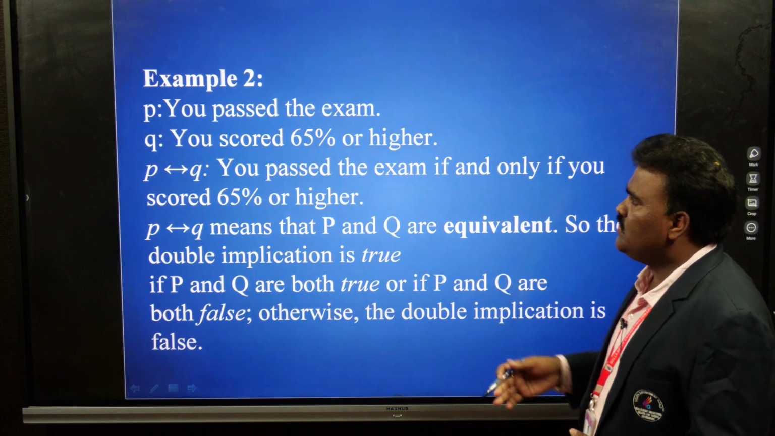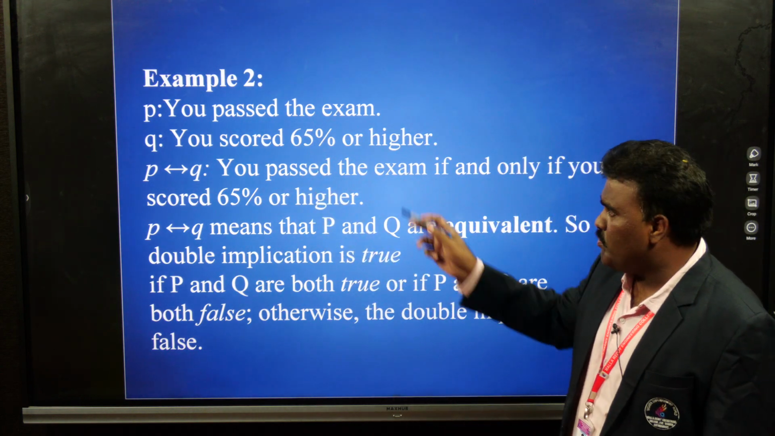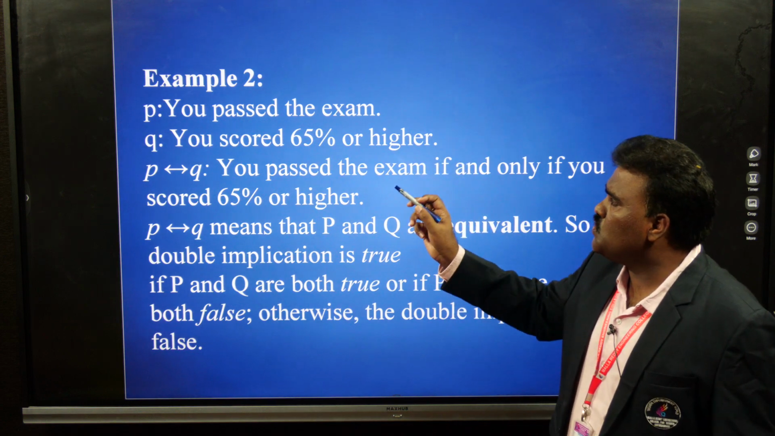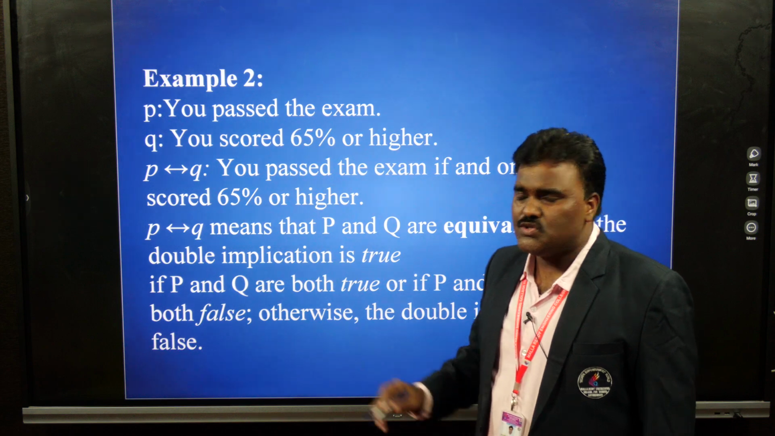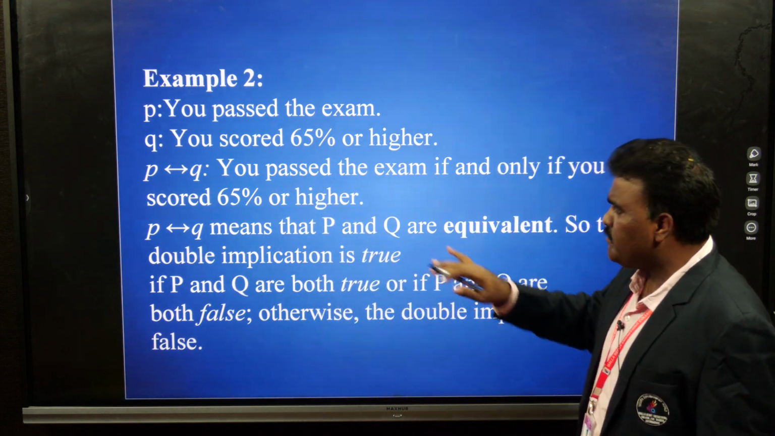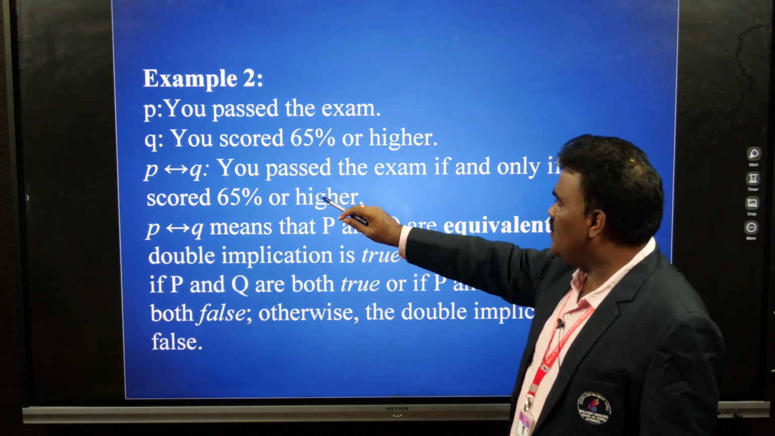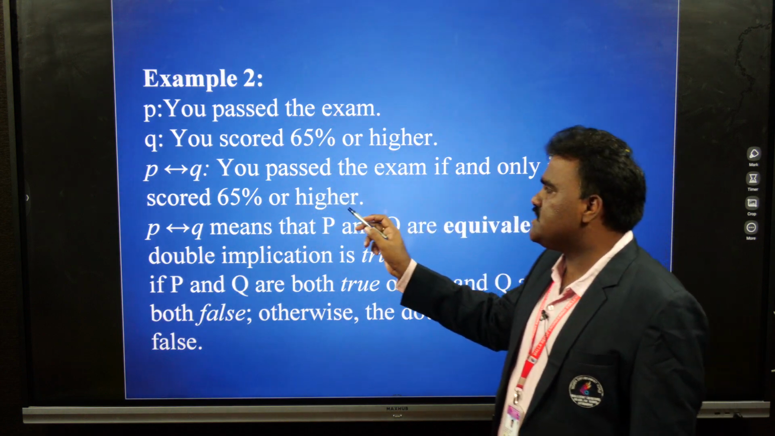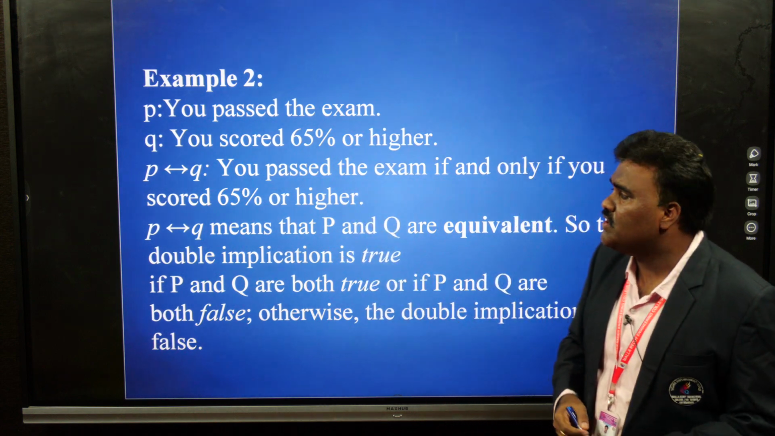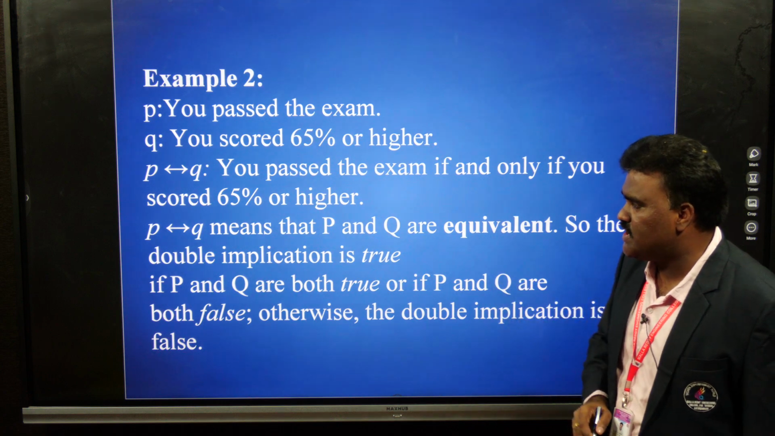Next, we will see one more example. We have two statements P and Q. P is: you passed the exam. Q is: you scored 65% or higher. How will we represent these two statements as a biconditional? You passed the exam if and only if you scored 65% or higher.